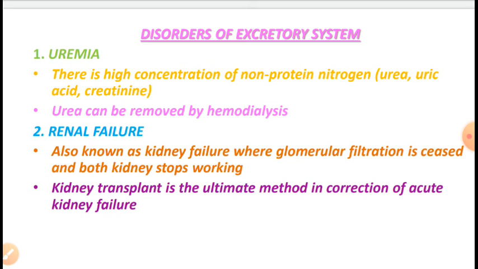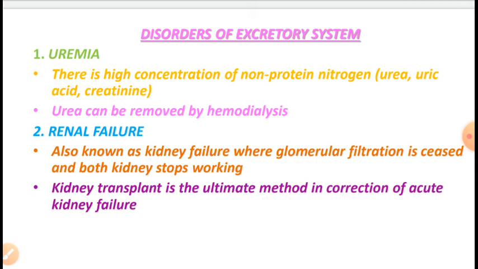Now let us discuss renal failure. Kidney transplantation is the ultimate method for the correction of renal failure, which is also known as kidney failure. A functioning kidney is used in transplantation from a donor, preferably a close relative, to minimize the chances of rejection by the immune system of the host.